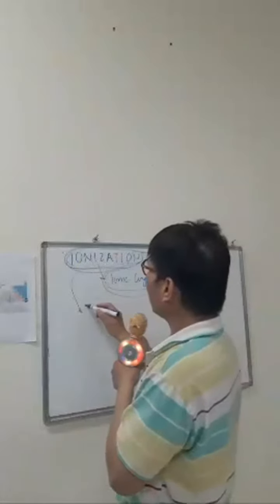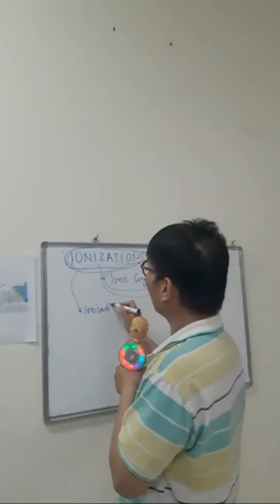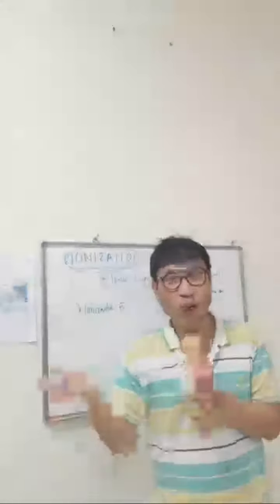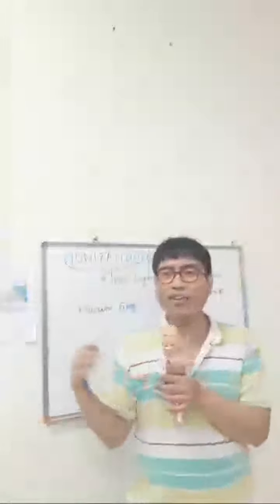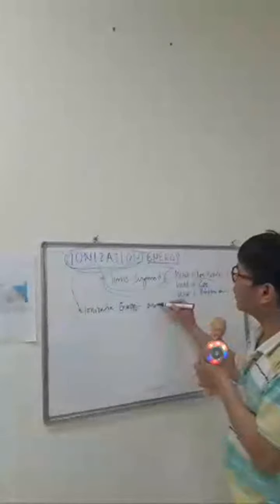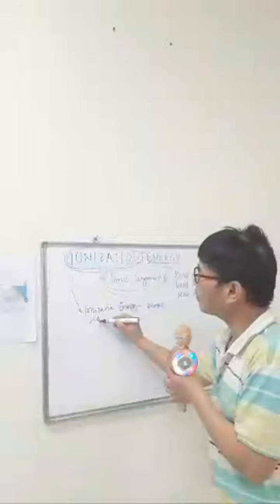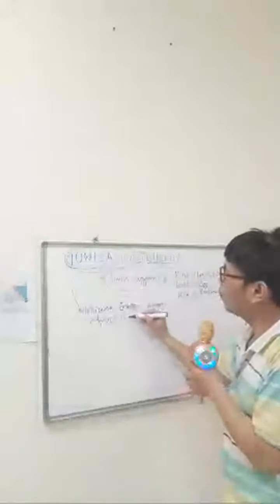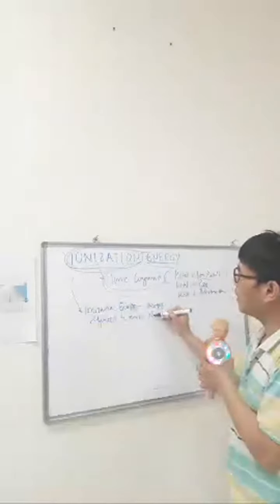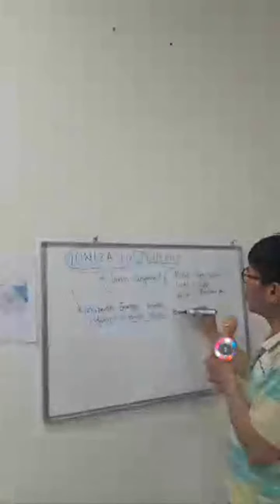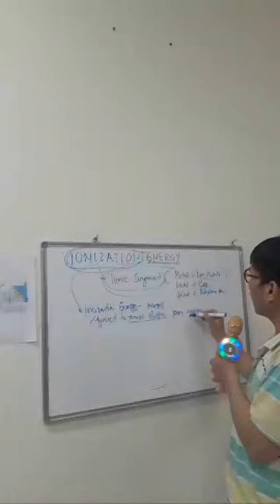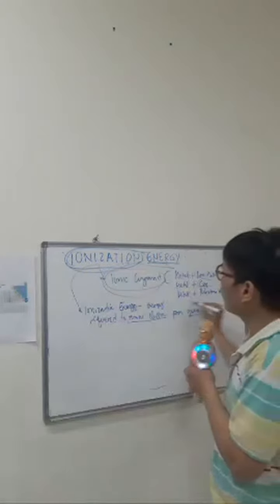Now, ionization energy is an energy required. If you want to memorize immediately, then put it in your brain cells. If you want to put it on paper, then put it on paper and memorize later. Understand first. Ionization energy is an energy required to remove an electron from a gaseous atom.